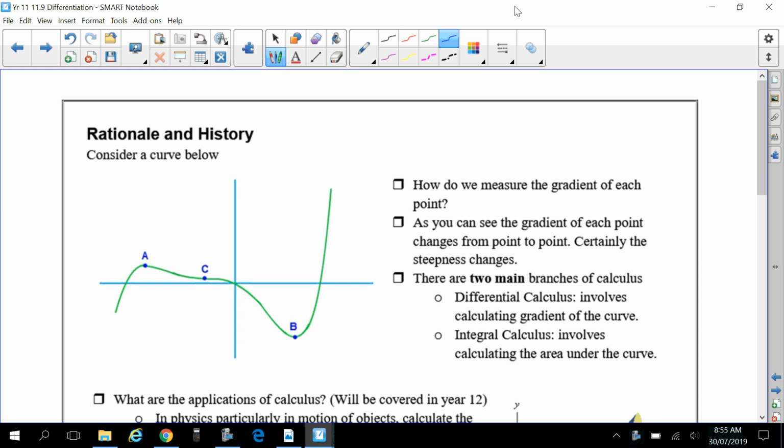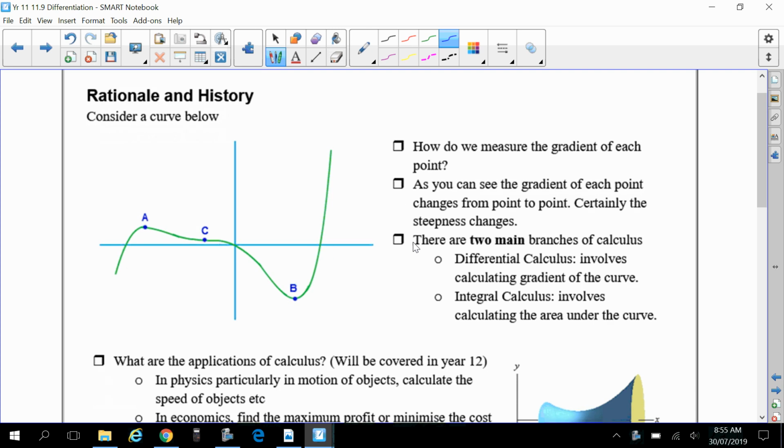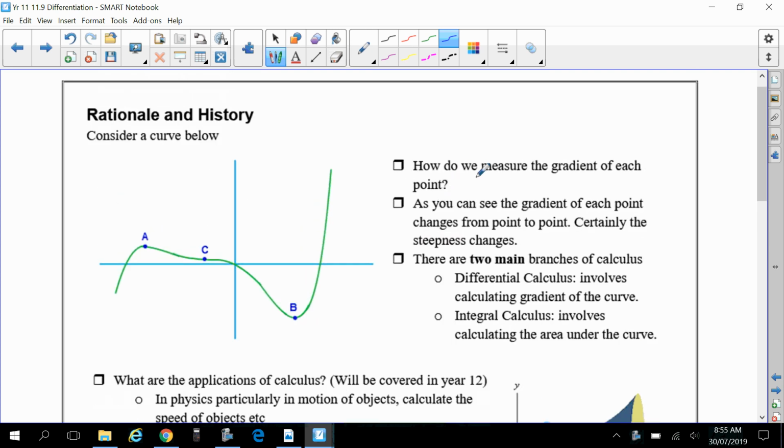Let's start with a brief introduction to what calculus is about. Again, unfortunately, this is not in the textbook, so you do have to listen. So what is calculus? It sounds so amazing and very cool, and the whole course is about calculus, but what is it? Well, it's something quite useful.